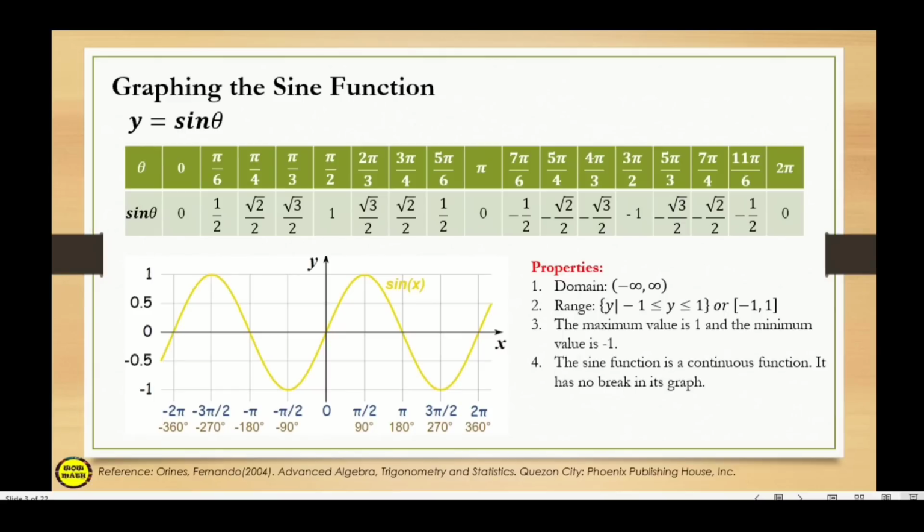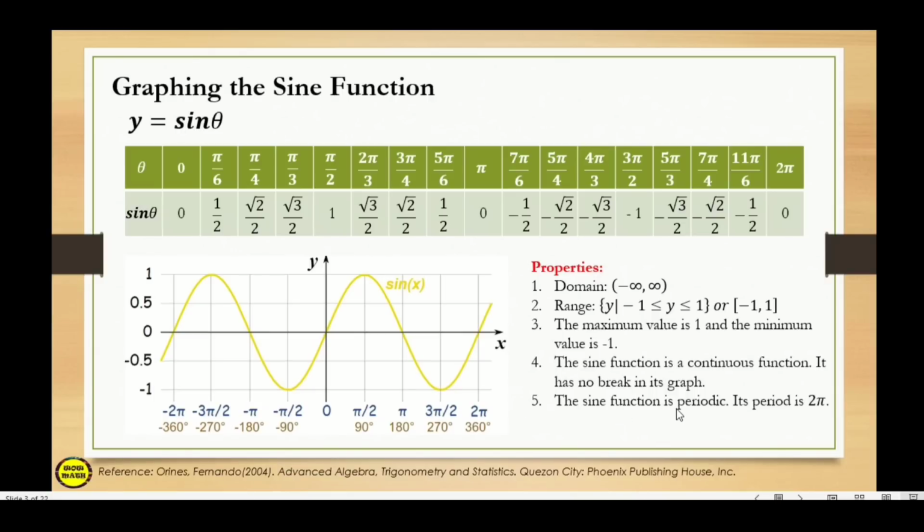Ibig sabihin, tuloy-tuloy lang siya, kasi nga yung values ng x natin, wala namang restriction. So, tuloy-tuloy lang yan. And it has no break in its graph kasi wala namang restriction. Wala tayong asymptote dito. And for number 5, properties ng sine function natin.